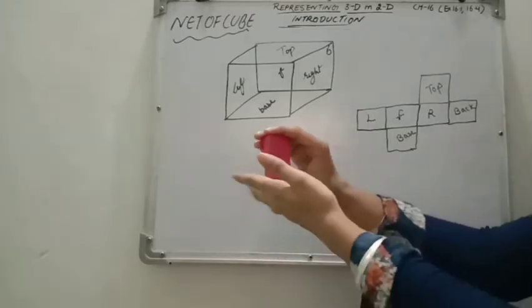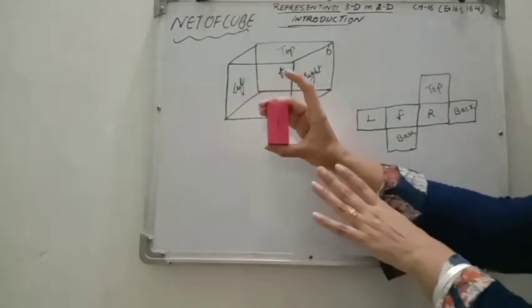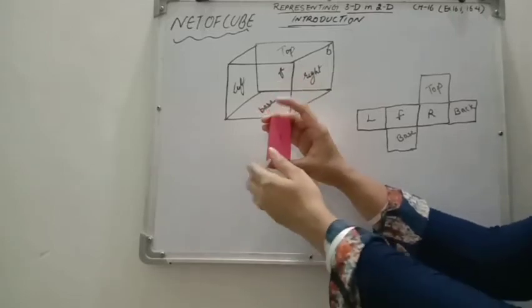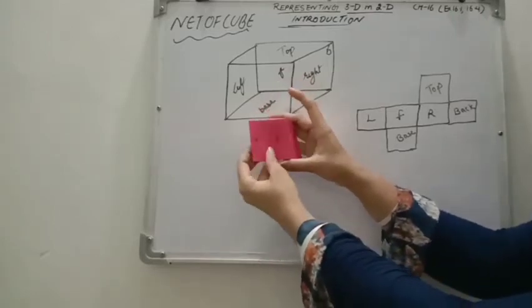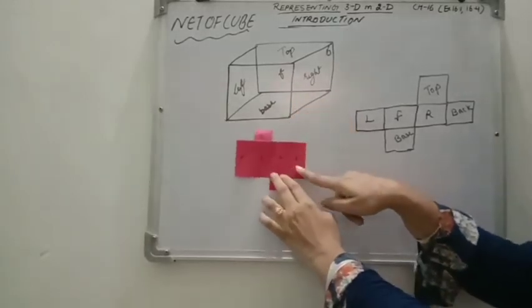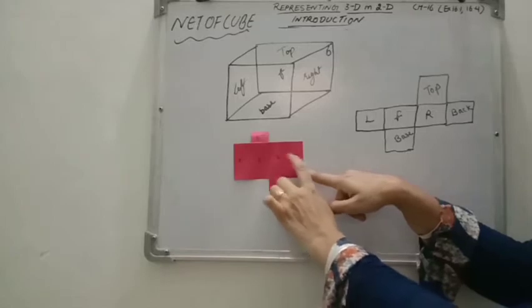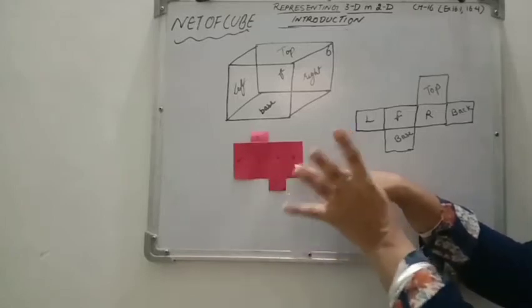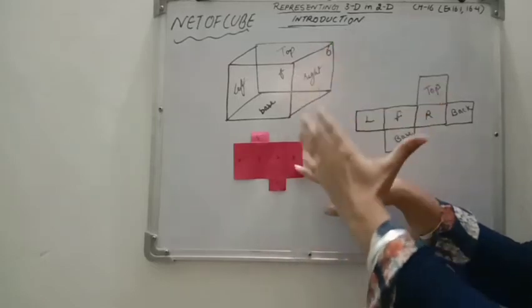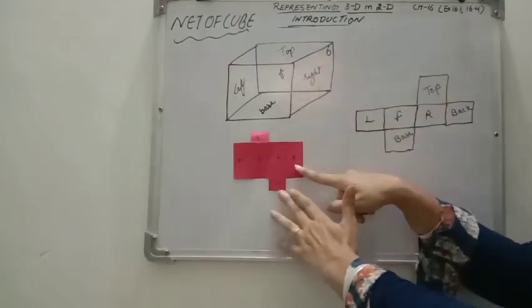Here I am taking one cuboid picture. We know that a cuboid has 6 faces. If we open it, then it will open like that. 1, 2, 3, 4, 5, 6. Total 6 faces are there. So the cuboid also opens, and the net of the cuboid looks like that.